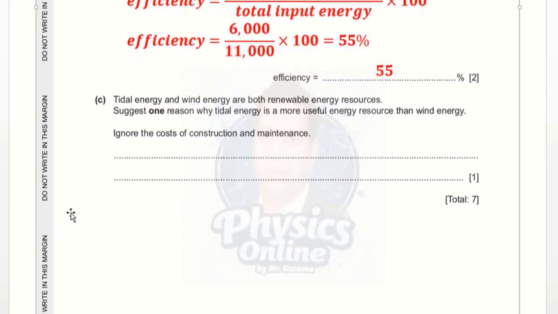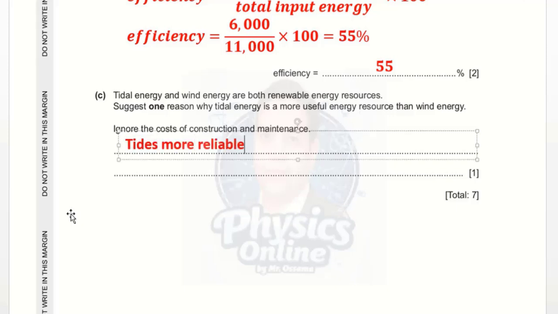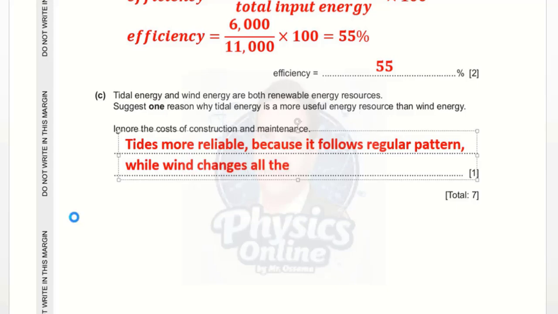Tidal energy and wind energy are both renewable energy resources. Suggest one reason why tidal energy is a more useful energy resource than wind energy. Ignore the cost of construction and maintenance. Tides are more reliable because they follow a regular pattern, while wind changes all the time.